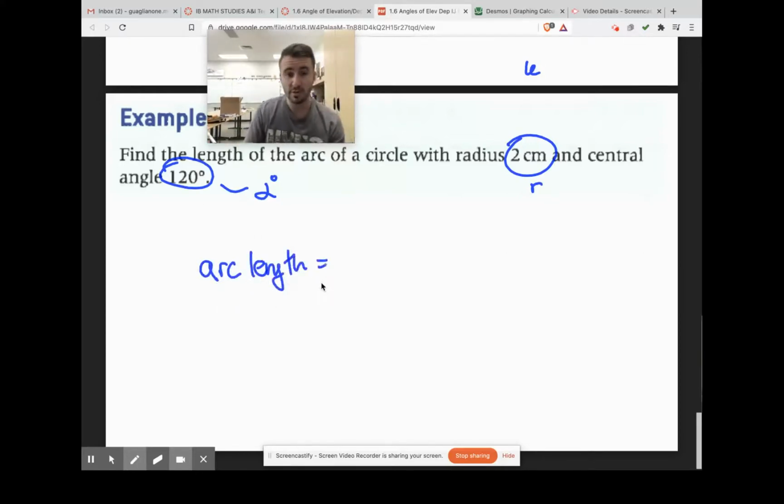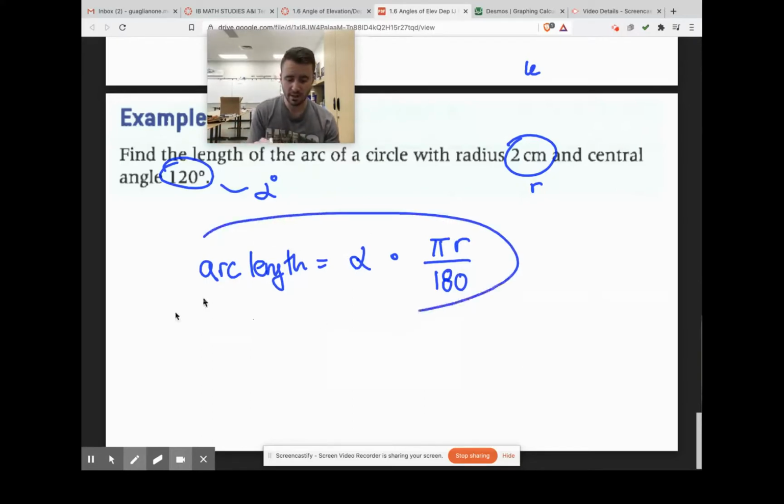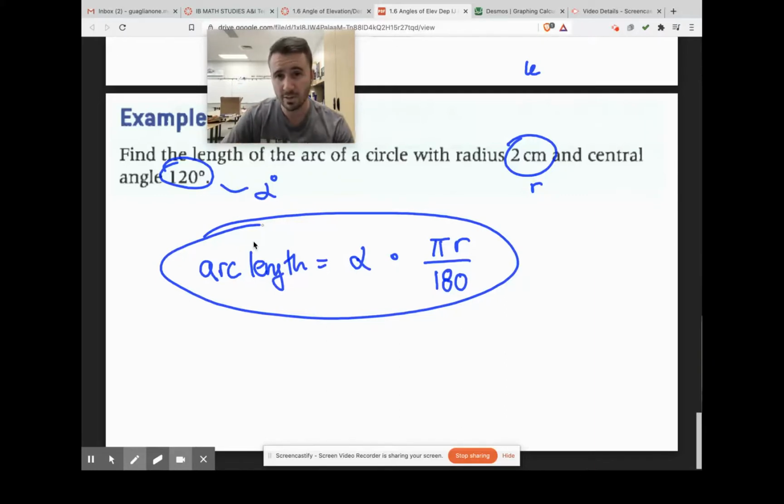equals, and if you use your handy dandy formula from above, you get your alpha, I'm going to write the whole thing, alpha times, you remember, please, pi r divided by 180. And then you just substitute the things you know. So, by the way, if you ever struggle trying to figure out formulas and how to use them, do you notice that I just wrote the formula here? I didn't even put anything in yet. It's a good strategy. I'd recommend doing that in your notes and your homework and every time you need to use it. Start out with the formula, substitute the things you know, and then solve for what you don't.